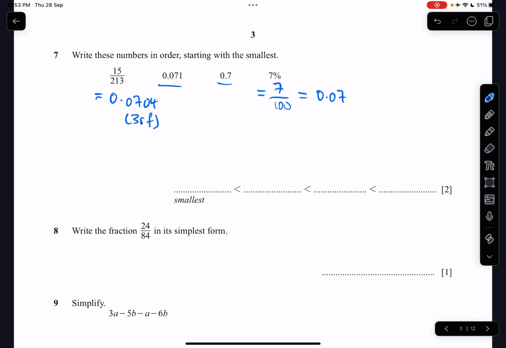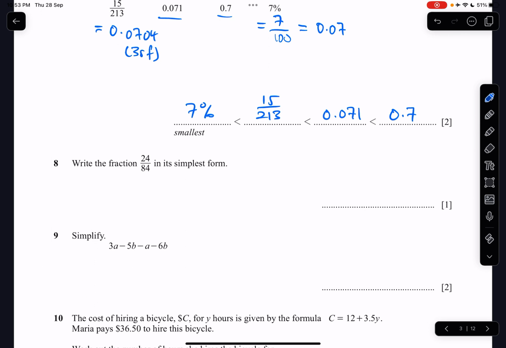So now I can see that the smallest one will be 0.07, which is 7%, followed by this fraction 15 over 213, followed by 0.071, then the largest one will be 0.7. Okay, write a fraction in its simplest form.